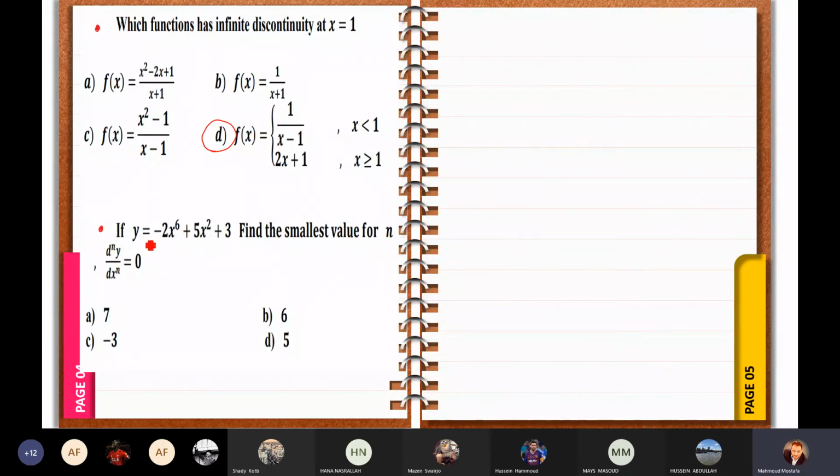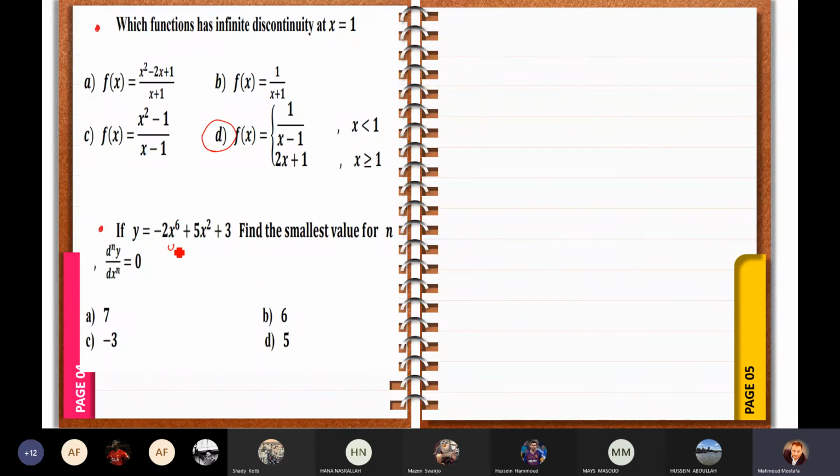Okay, next. If y equal negative 2x power 6 plus 5x squared plus 3, find the smallest value for n so that the nth derivative d^n y over dx^n is equal to 0. What does it mean, this one? The derivative n times is equal to 0. Just find the first derivative, second derivative, third derivative, till you get 0. That's all.